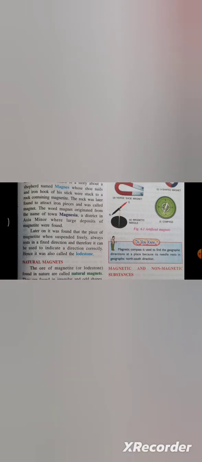Later on, it was found that a piece of magnetite, when suspended freely, always rests in a fixed direction, and therefore we use it to find out directions, cardinal directions. Hence it was also called a lodestone. So we also call it lodestone.